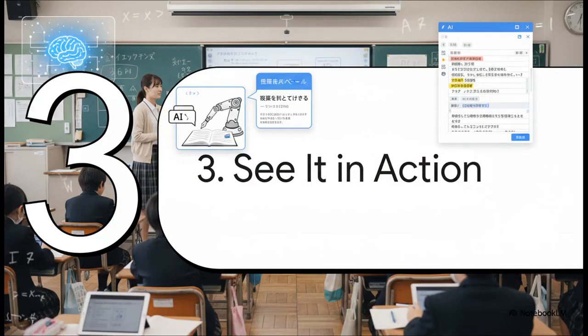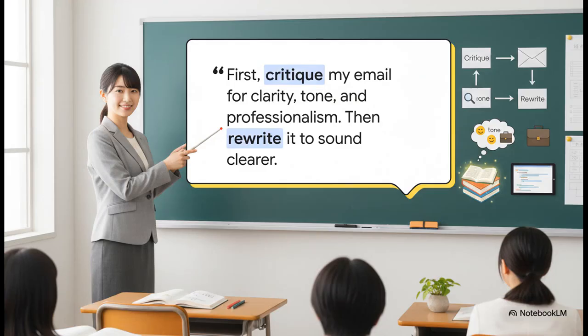All right, that's the theory. Theory's great, but let's make this real. Let's see how this whole thing works with an actual example. So, imagine you just wrote this email. Instead of hitting send, you pop it into the AI with a prompt like this. Now look how specific this is. It says critique it first, and then it lays out the exact criteria: clarity, tone, and professionalism. You're basically telling your new coach exactly what you want to work on.